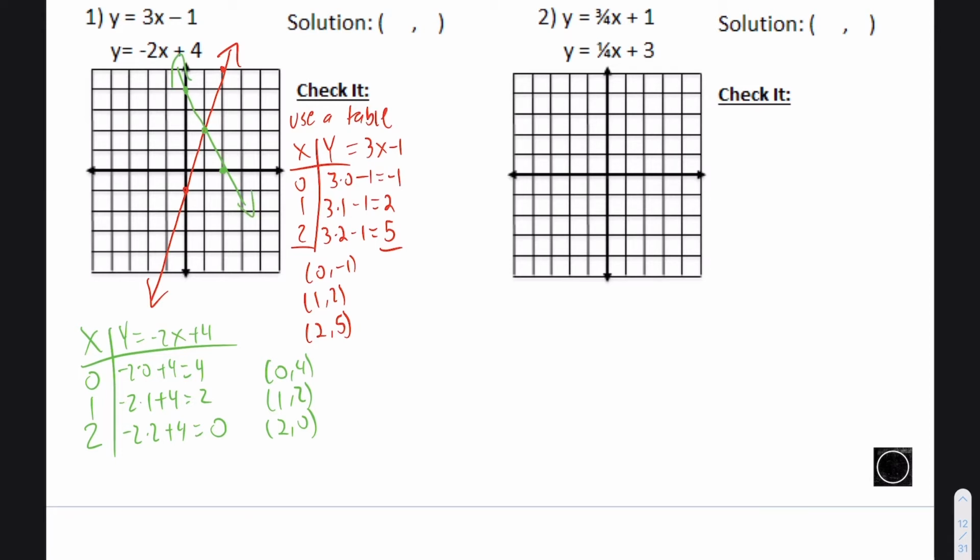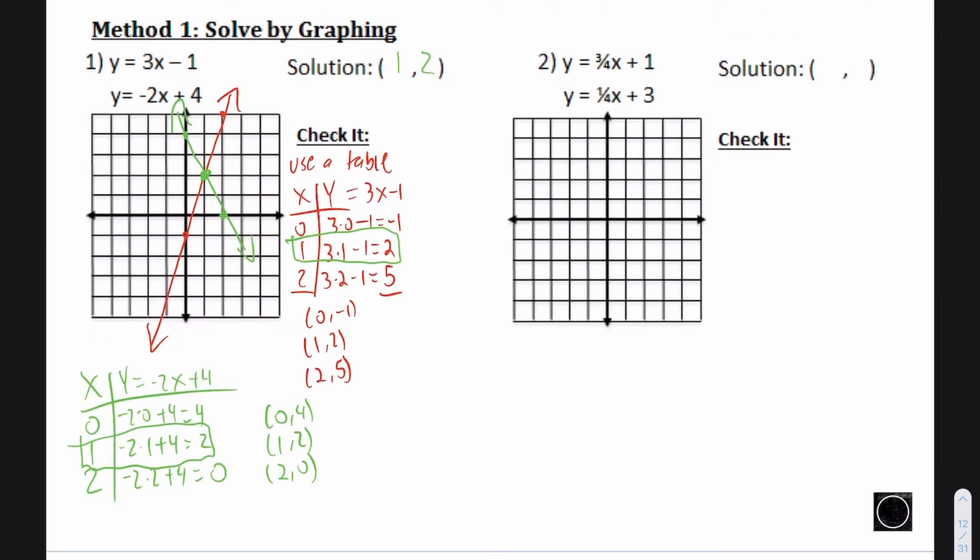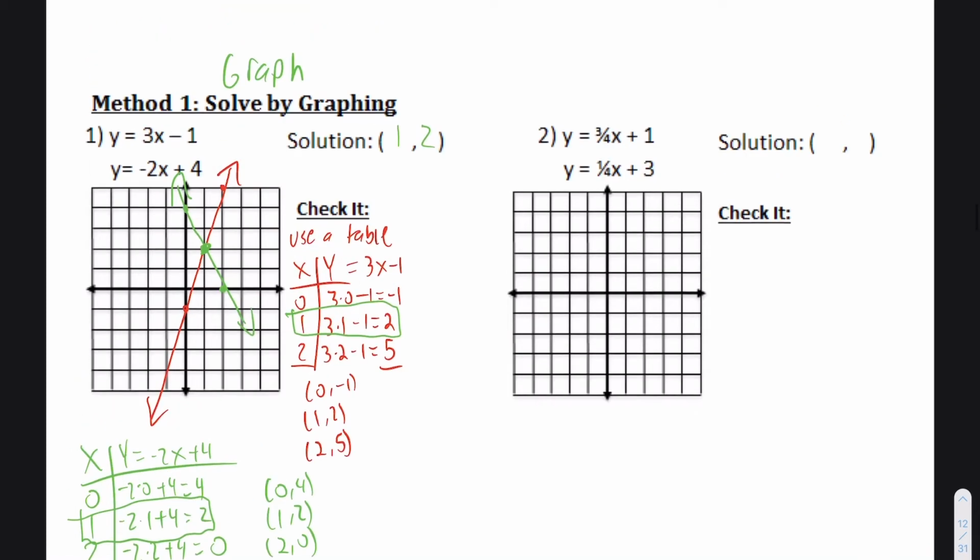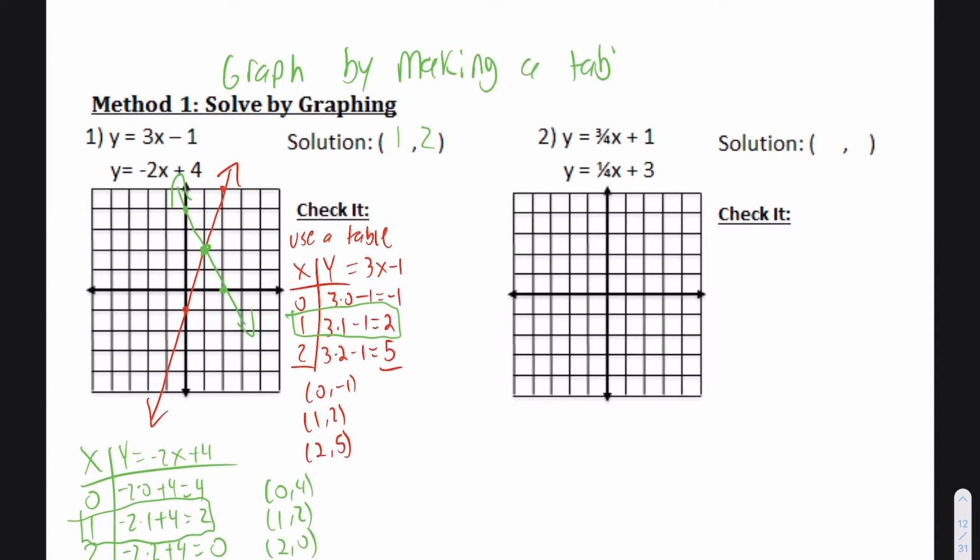And then now let's label our solution. Our solution is 1 for x, 2 for y. And if we look at our table, we can see that when we plugged in 1 for x, we got 2 for y in both of the equations. Well, before we do that second one, let me just remind you, graph using a table, because that's your fallback plan.